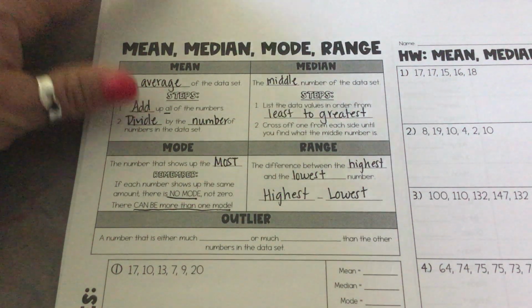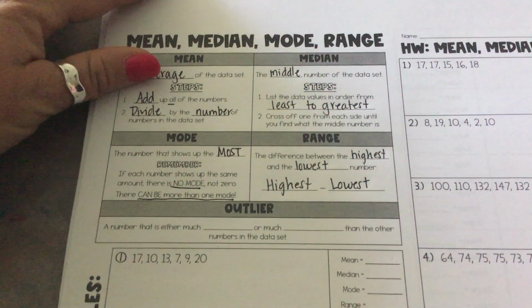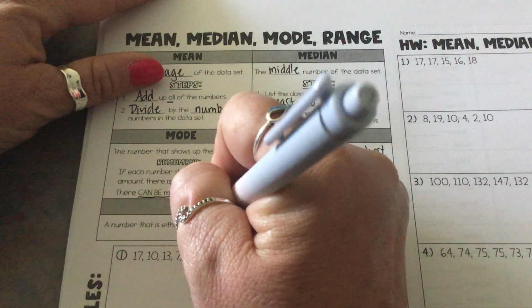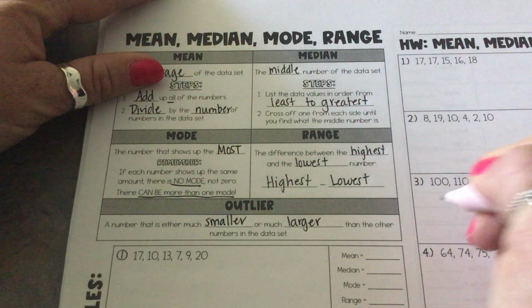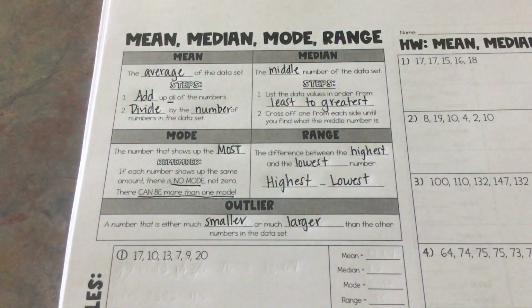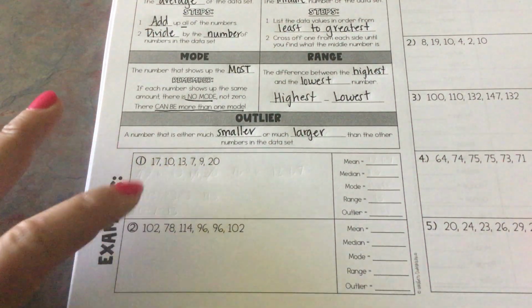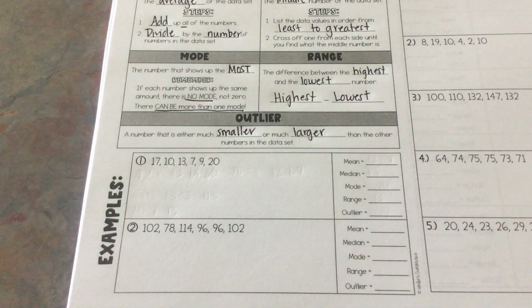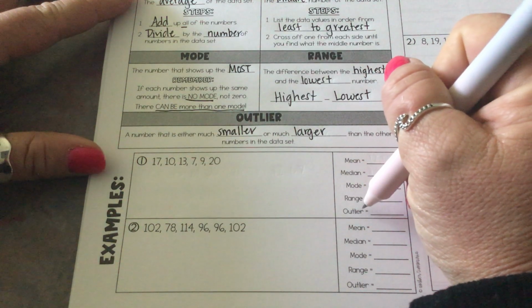Now the outlier, that's something that we kind of talked about but haven't specifically talked about. But that is a number that is either much smaller or much larger than the other numbers in the data set, which skews your data a little bit. So if it's smaller, it's going to bring your mean way down. If it's bigger, it's going to bring your mean way up. So just keep that in mind. Now, for the examples down here, like I said, I'm going to do both of them for you. So we're going to find the mean, the median, the mode, the range, and the outlier.